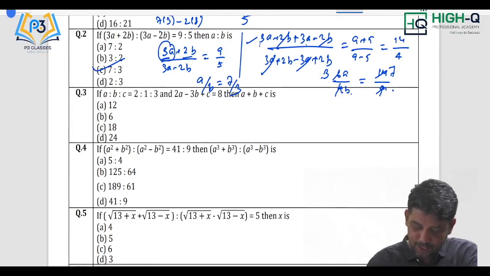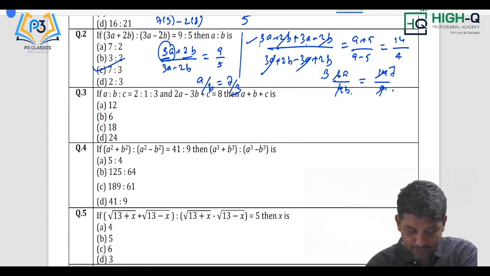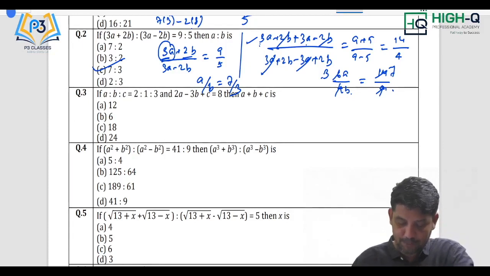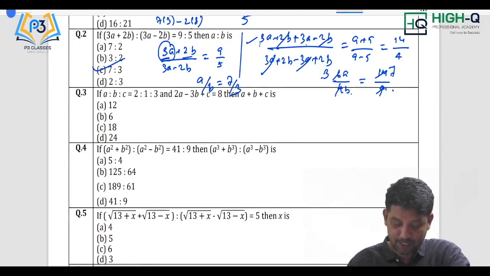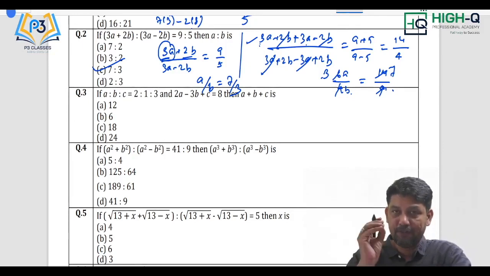Okay, next one. Sum number 3, let us do. What is sum number 3? A is to B is to C equal to 2 is to 1 is to 3. 2a minus 3b plus c equal to 8. Then what is a plus b plus c? Now listen here. Let me give you one trick.